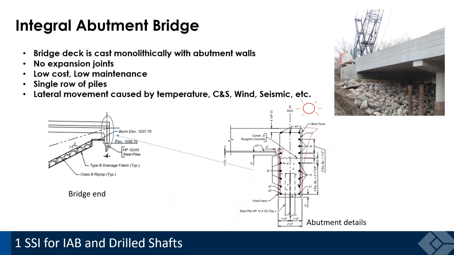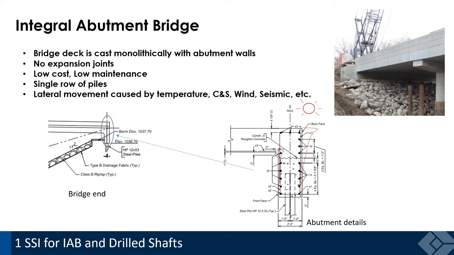As we know, for integral abutment bridges, the integral abutments are used to eliminate the expansion joints at the end of a bridge. And the bridge span is cast monolithically with the abutment diaphragms. So it has minimum maintenance requirements and is cost effective. In many states, integral abutment is regarded as the first option.